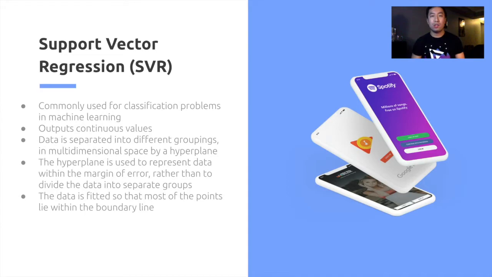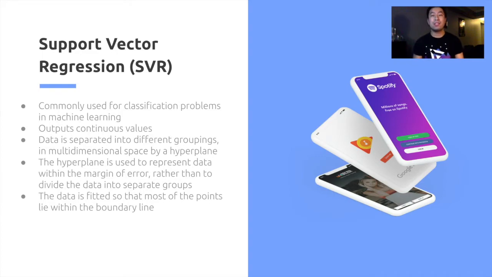Support vector regression, SVRs. This is commonly used for classification problems in ML. And this outputs continuous values as well. Data is separated into different groupings in a multidimensional space by a hyperplane. And the key thing is that this hyperplane is used to represent data within the margin of error rather than to divide the data into separate groups. The data is fitted so that most of these points lie within the boundary line.